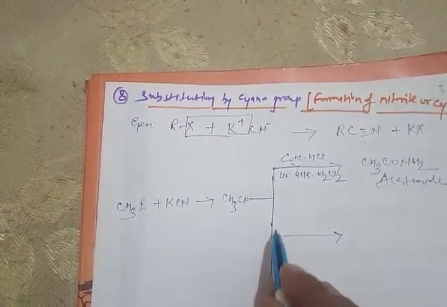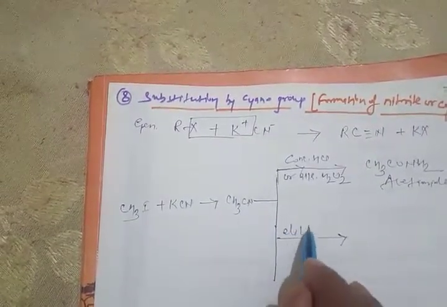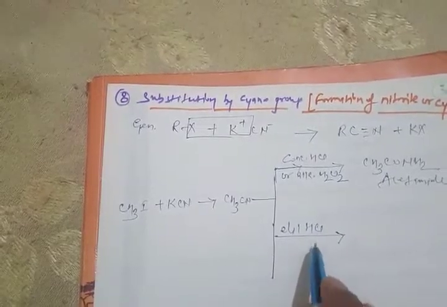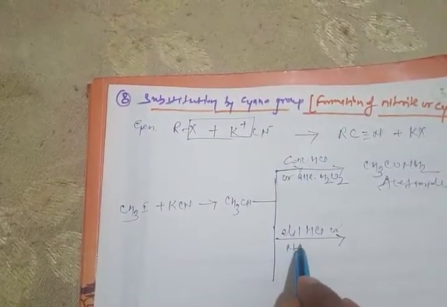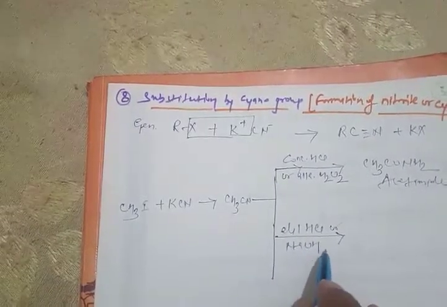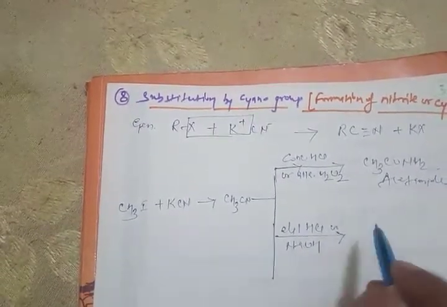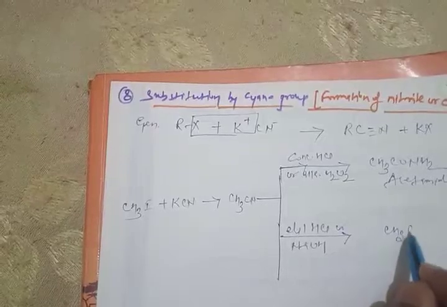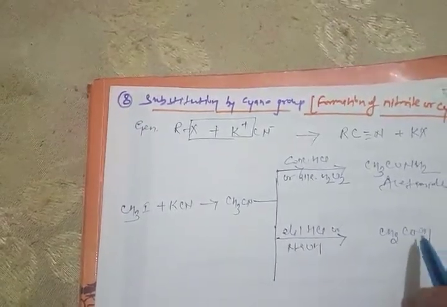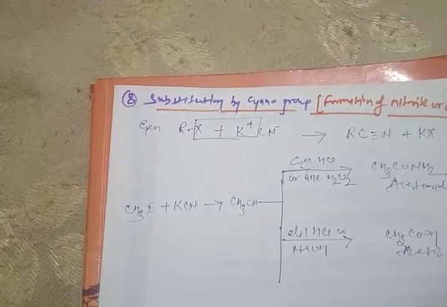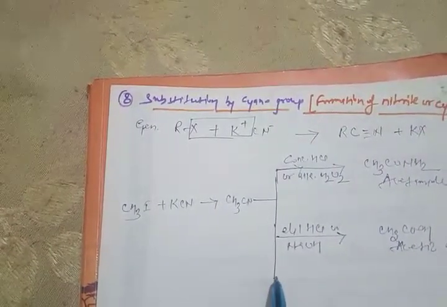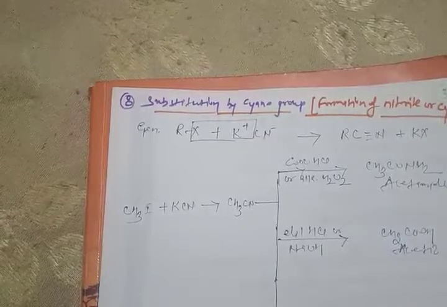Then we have a second choice. If we have dilute HCl or NaOH, we'll get CH3COOH. That is acetic acid. That is acetic acid.